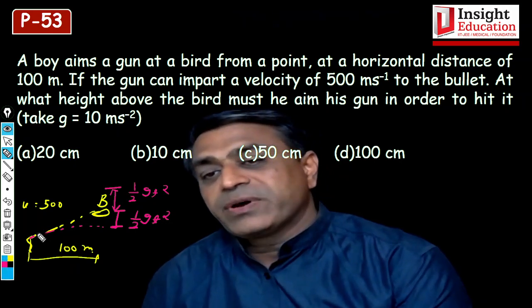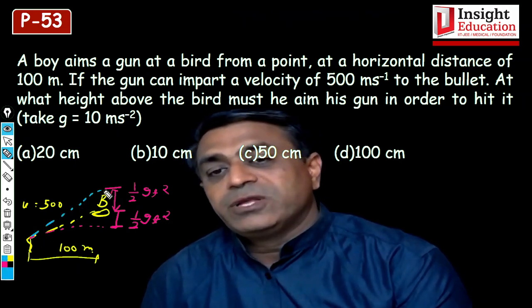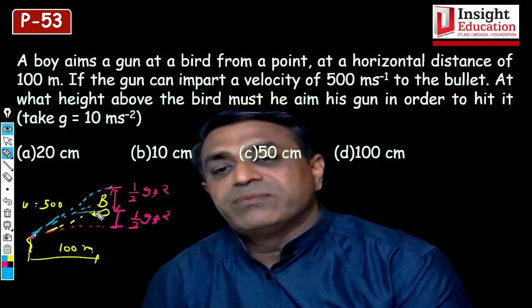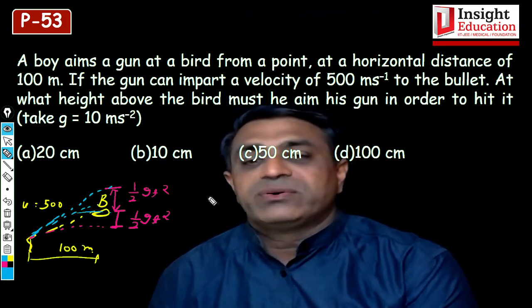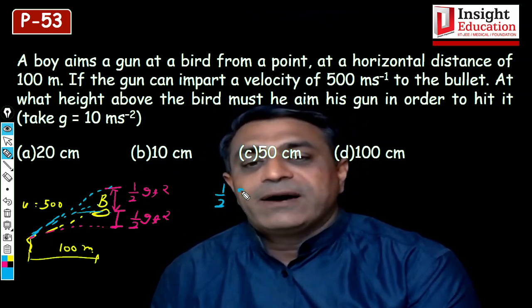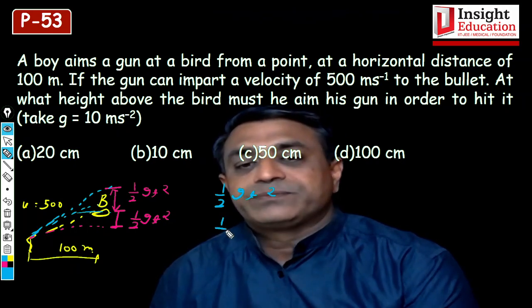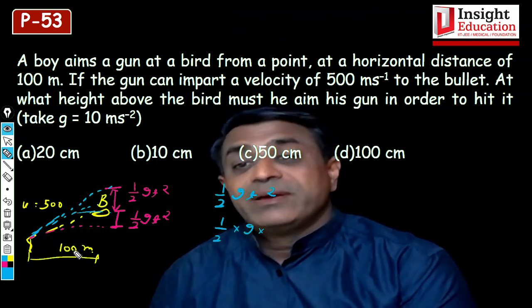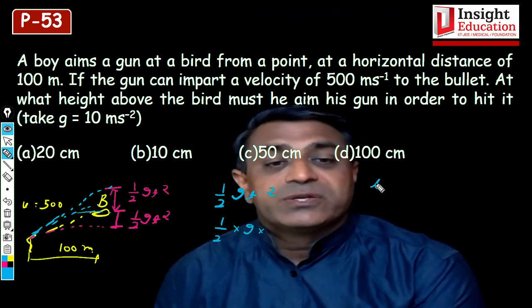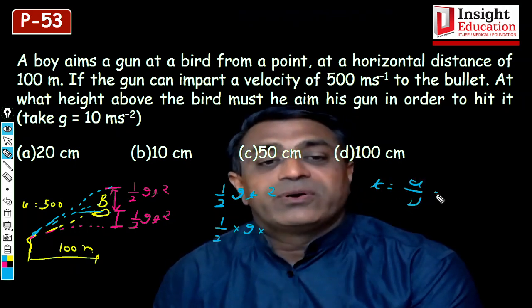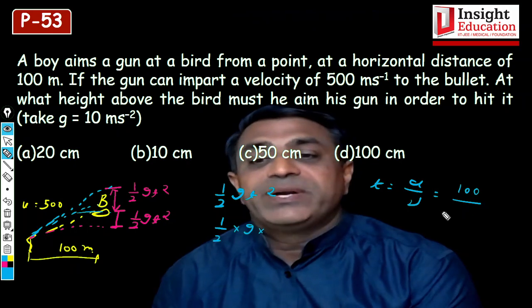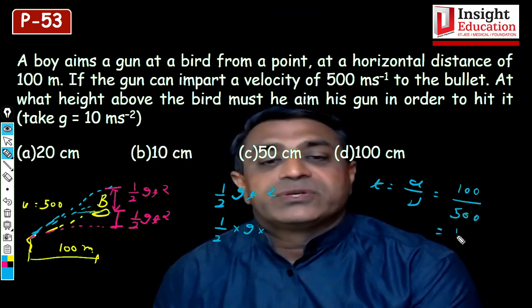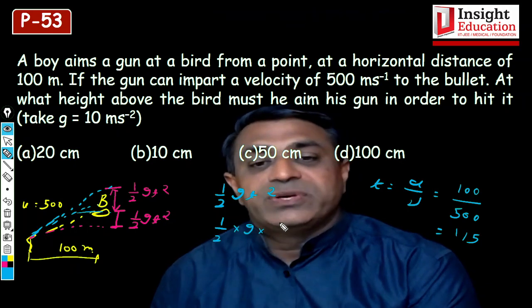In this case, if he targets above the bird in this way, the bullet will follow this path and it will hit the bird. So to find this distance, we have to calculate 1/2 gt square. Time is not given, but distance and velocity are given. So time is equal to distance upon velocity. Distance is 100 meters, velocity 500 meters per second. So time is 1/5, so here we can write 1/5 whole square.